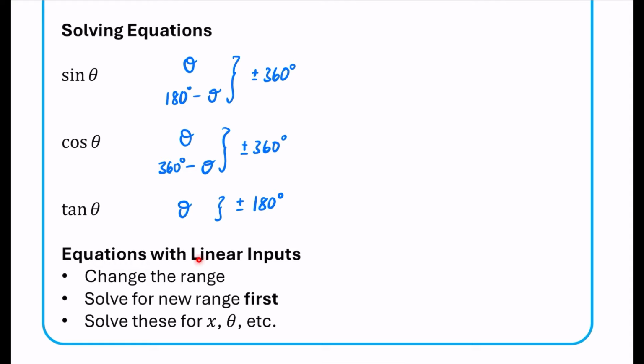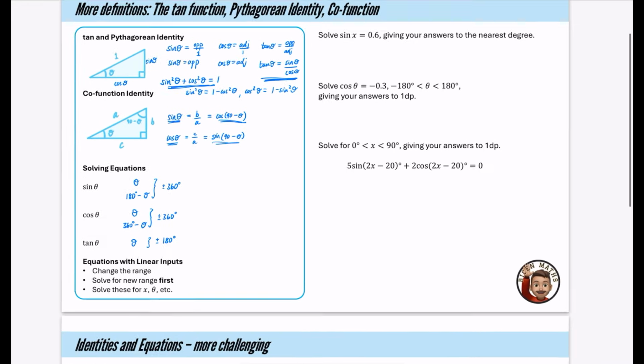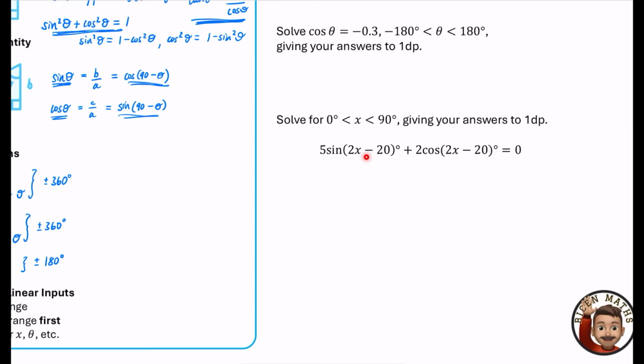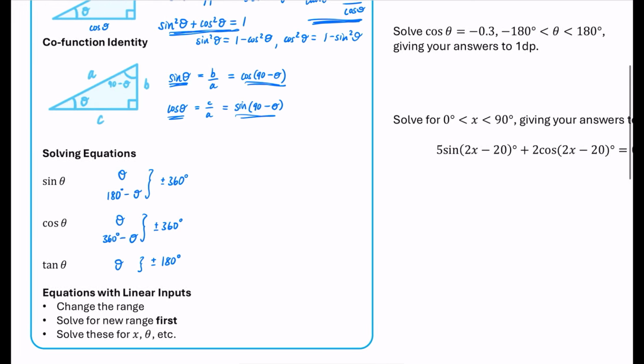Now, if you do have an equation with a linear input, what I mean is an input like this. Instead of it just being x or theta, the x part has been changed into something that is linear here, 2x minus 20. What you're going to do is change the range first. So you want a range of answers. You would change this range, solve the equation for the new range, and then you get those answers, and you solve those for x or theta or whatever it is. Now, this is sort of optional. It just makes it a lot easier when you do these questions.